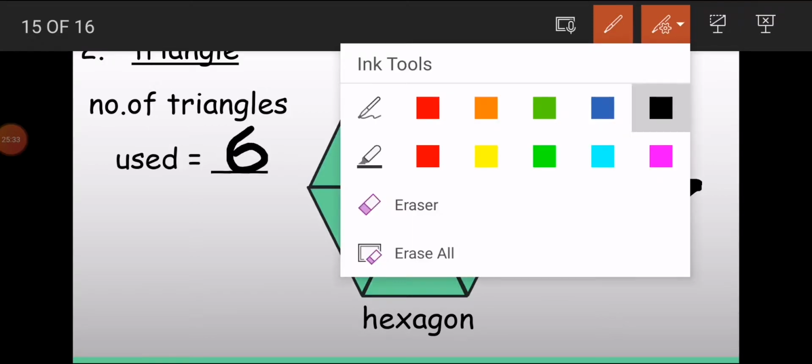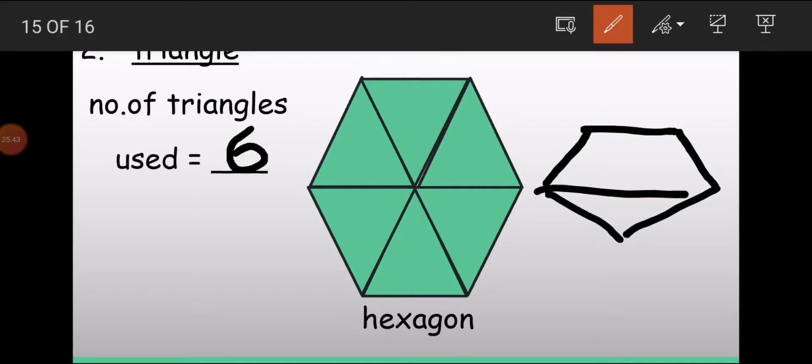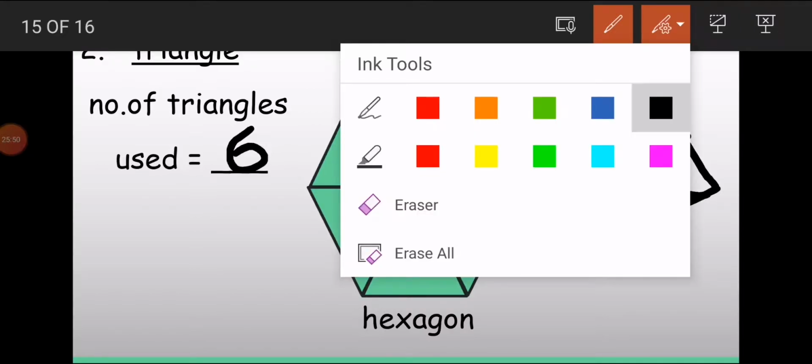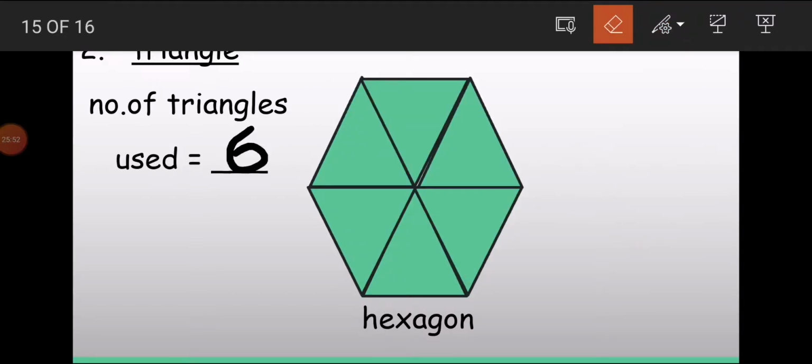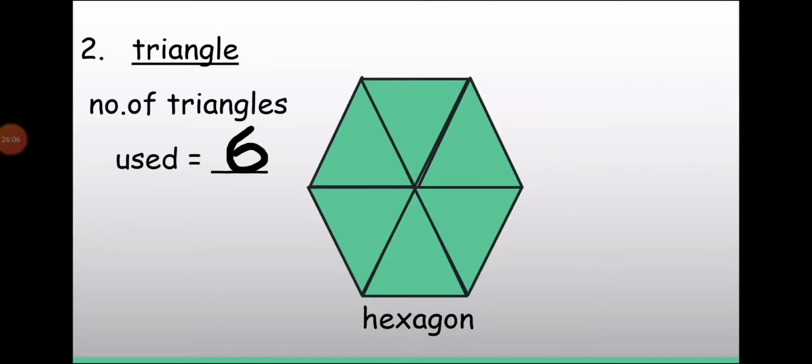You can also use shapes like a pentagon, and you can divide it into triangles. So you can also make a kite with the help of triangles. I'm telling you many ways. You can see I have used 4 triangles and made a kite. So you can use triangles to make different patterns.